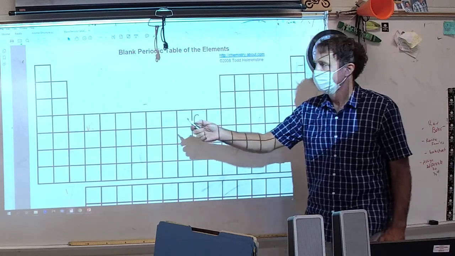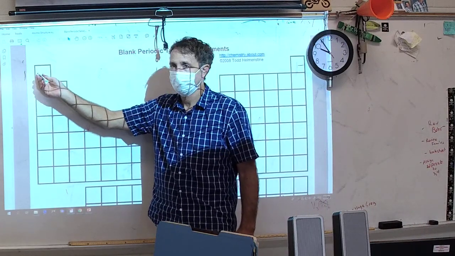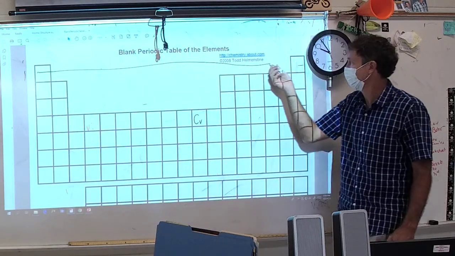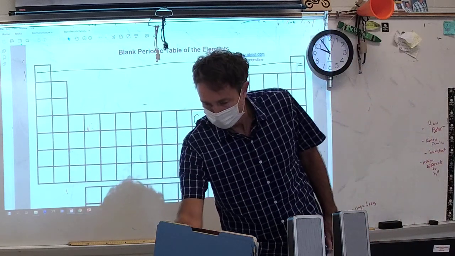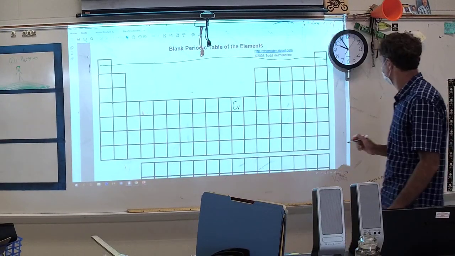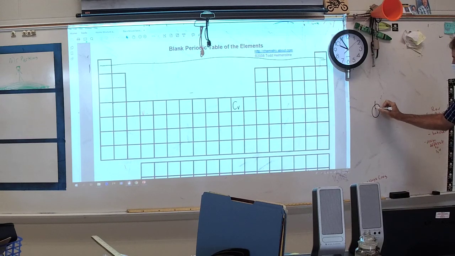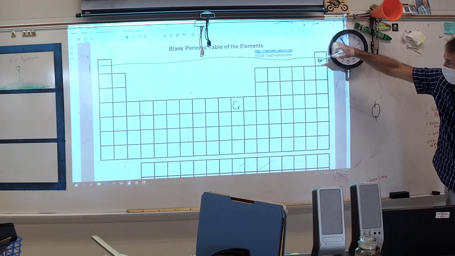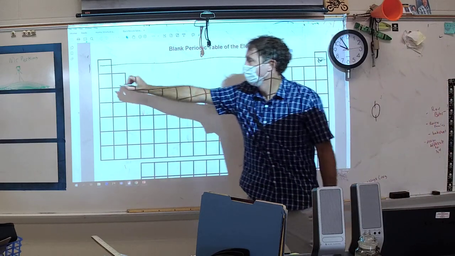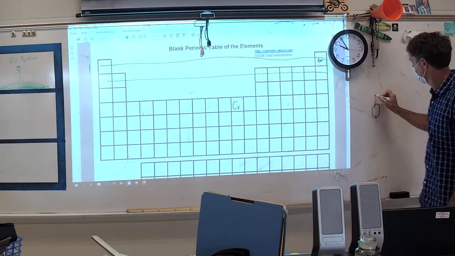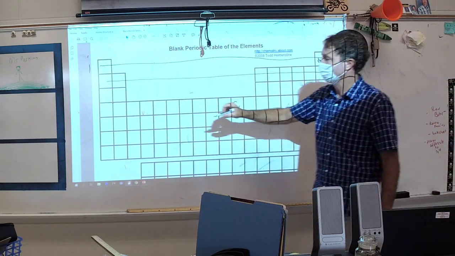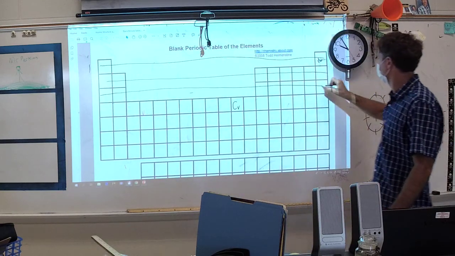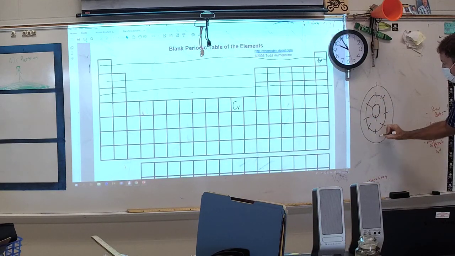So the first period, how many squares are in the first period? 2. So over here we're drawing a Bohr model. 1, 2. That's helium. That gets us to right there. Now our next circle is going to have 8, and our next circle is going to have 1, 2, 3, 4, 5, 6, 7, 8.